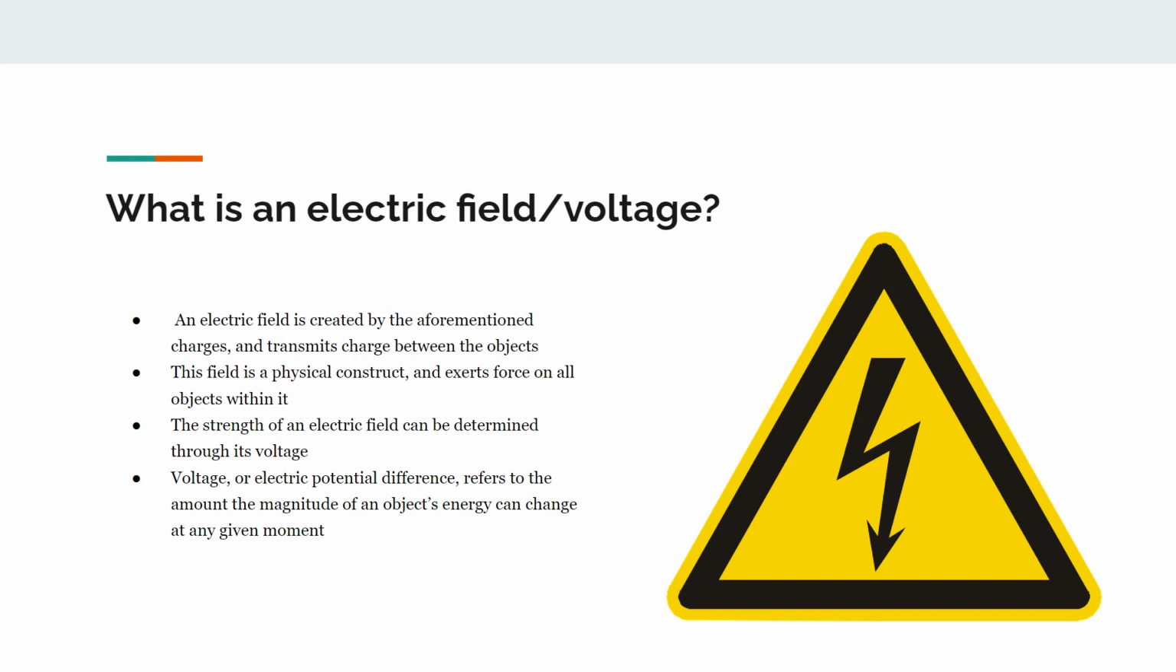And the strength of an electric field can be determined through its voltage, and voltage, which is also called electric potential difference, refers to the magnitude an object's energy can change at any given moment. So a higher voltage would indicate a stronger, more powerful electric field, because there's more of a range in the ways that the objects in the field's energy can change, and thus it'd be more volatile. That's why people say that high voltage areas are dangerous, because they are indeed more extreme than low voltage areas.